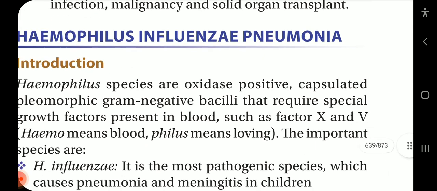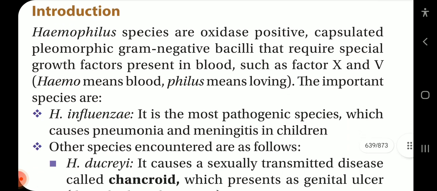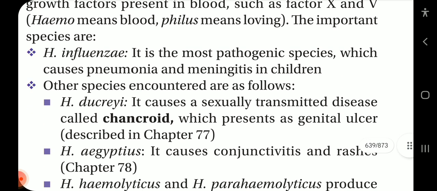section. Now we come on to Haemophilus influenzae pneumonia. Introduction. Haemophilus species are oxidase positive, capsulated, pleomorphic gram-negative bacilli that require special growth factors present in blood such as factor 10 and 5. Haemo means blood and philus means loving. Important species are Haemophilus influenzae, the most pathogenic species, which causes pneumonia and meningitis in children.